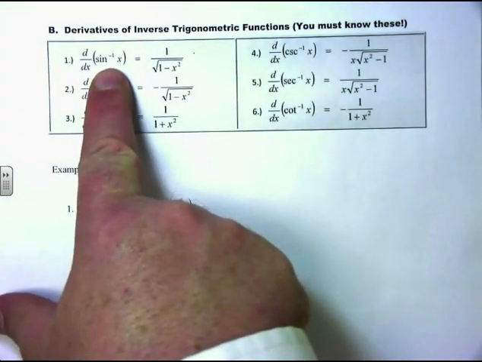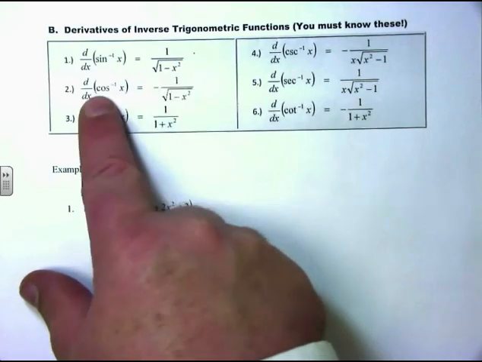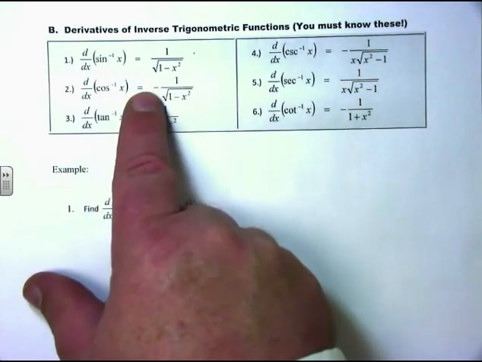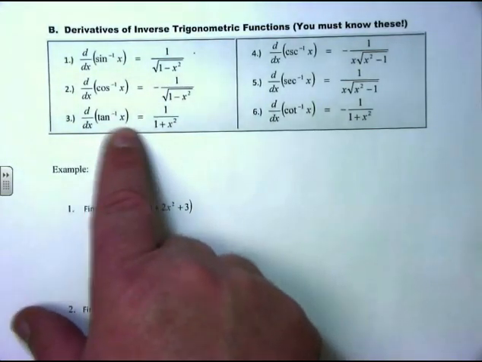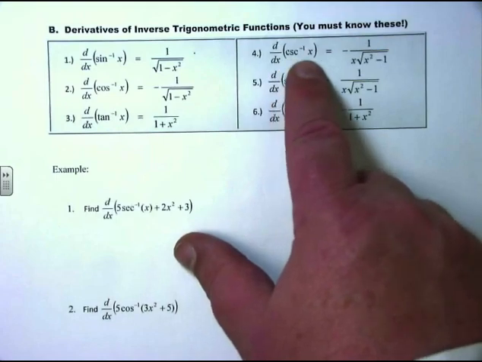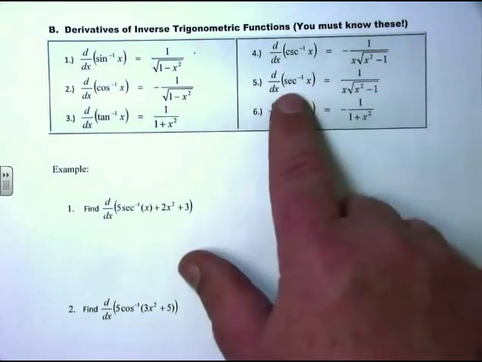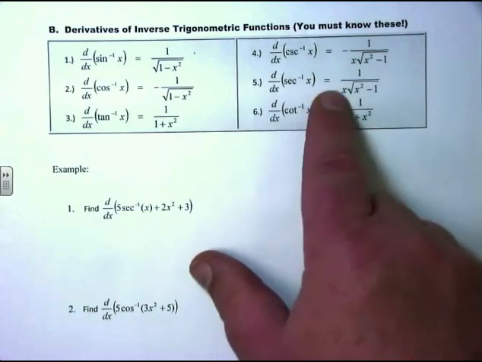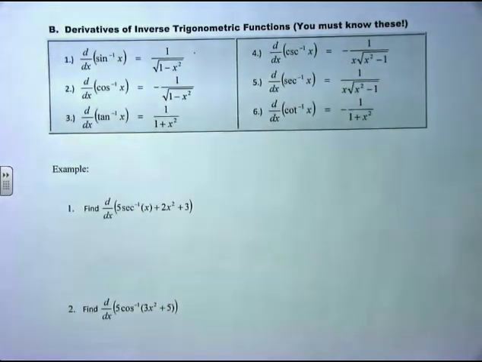The derivative of the sine inverse of x is 1 over the square root of 1 minus x squared. The derivative of the cosine inverse of x is negative 1 over the square root of 1 minus x squared. The derivative of the tangent inverse of x is equal to 1 over 1 plus x squared. The derivative of the cosecant inverse of x is negative 1 over x times the square root of x squared minus 1. The derivative of the secant inverse of x is equal to 1 over x times the square root of x squared minus 1. And the derivative of cotangent inverse of x is negative 1 over 1 plus x squared.